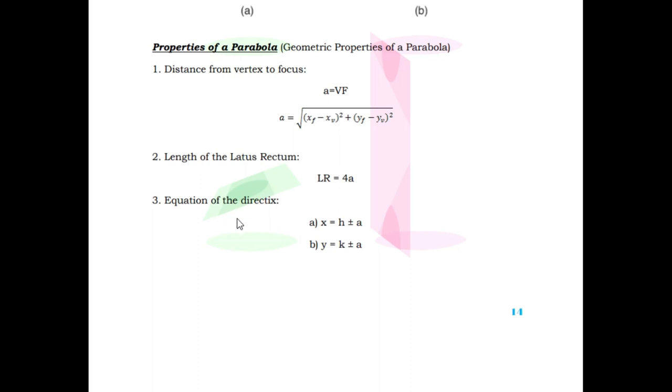Next one is the equation of the directrix. For the first one, we have x equals h plus or minus a. We will use this equation of the directrix if our parabola opens upward or downward. But if our parabola opens to the right or to the left, we will use y equals k plus or minus a.